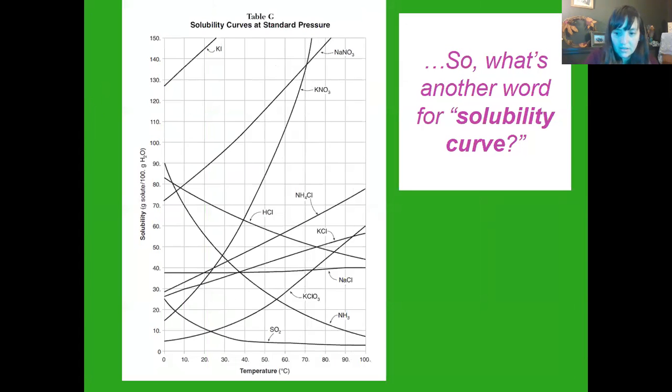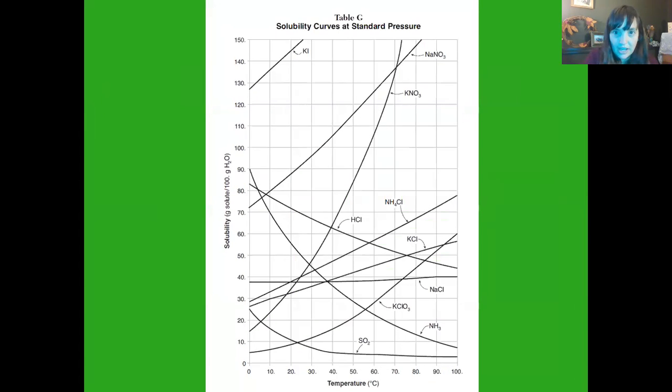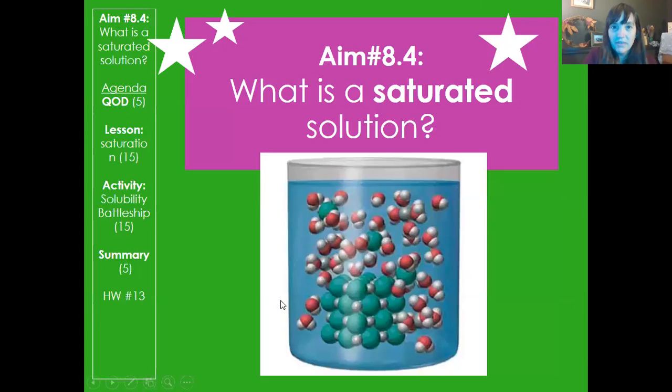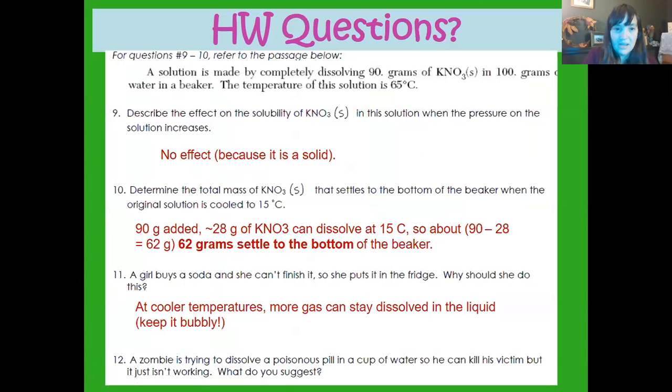Here's just a quick look at that. So here's potassium nitrate. Here's 15 degrees Celsius. Yeah, it looks like just about 28 grams can dissolve at that temperature. So that would mean that the rest of it would just sink to the bottom of the beaker, or about 62 grams would settle to the bottom.